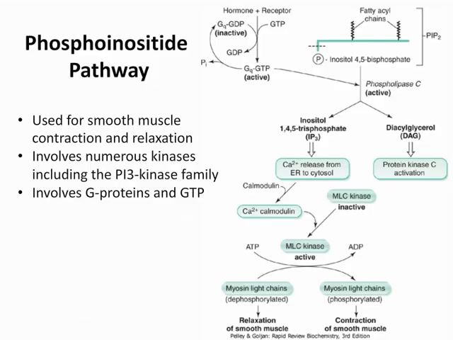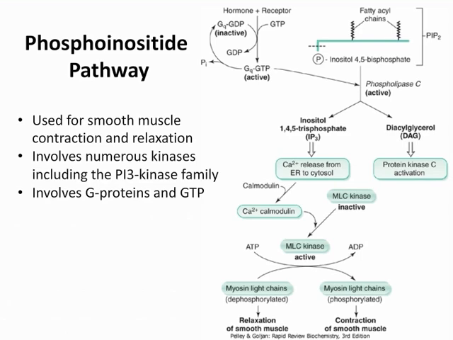So here we talk about the phosphatidylinositide pathway. We talked about this a little earlier. We use this pathway for contracting and relaxing your muscles, and it deals with the PI3 kinase family, and it also involves G proteins and GTP.